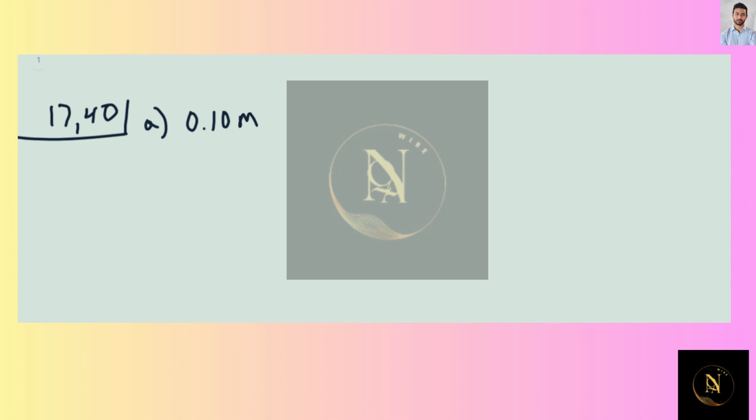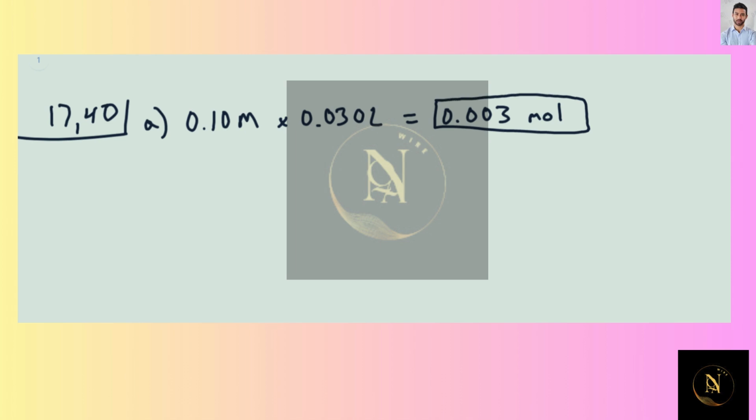Now, to know the moles of acid added at the equivalence point, we need to calculate the moles of base that was there at the beginning. So the concentration of base was 0.10 molar, and the volume was 0.030 liters. If we multiply those together, we get 0.003 moles, which is the amount of acid that has been added as well.